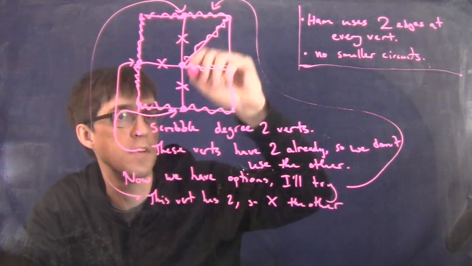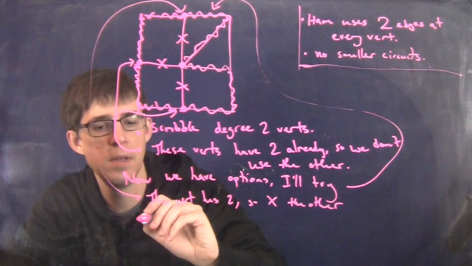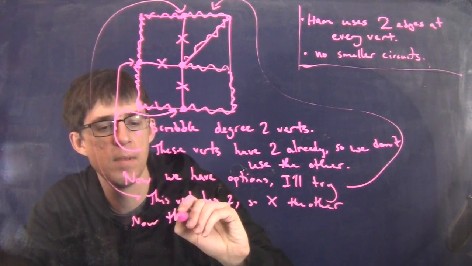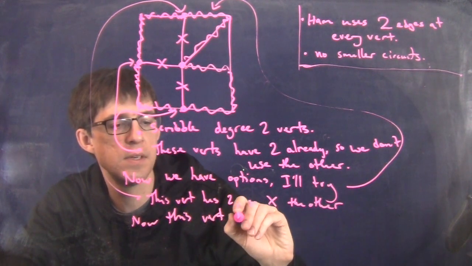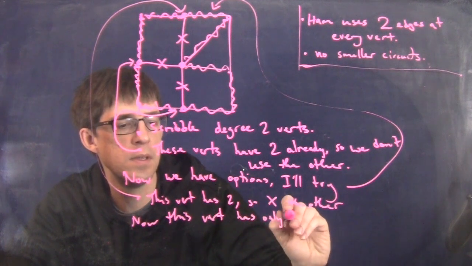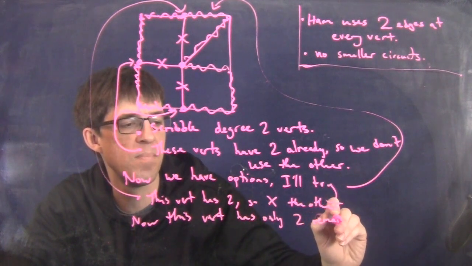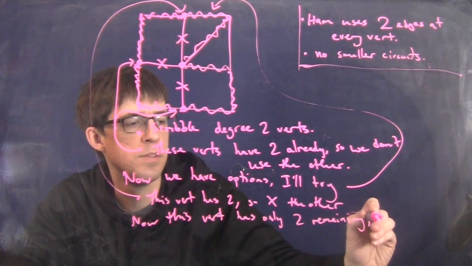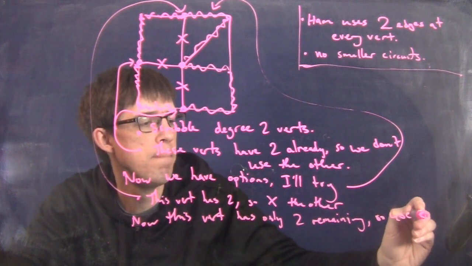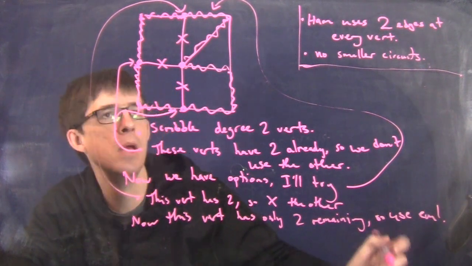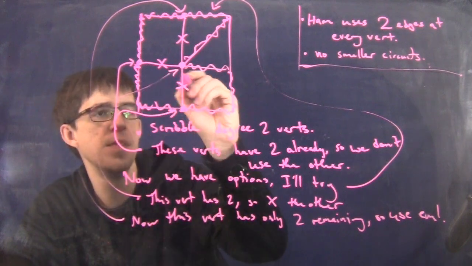And now I'm done. I have the full Hamilton circuit. And now this vertex has only 2 remaining. So use them. Right here, I'm talking about that vertex in the middle.